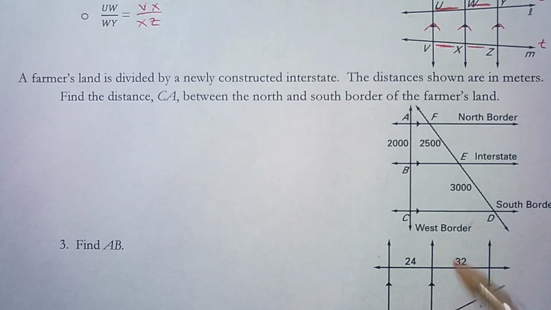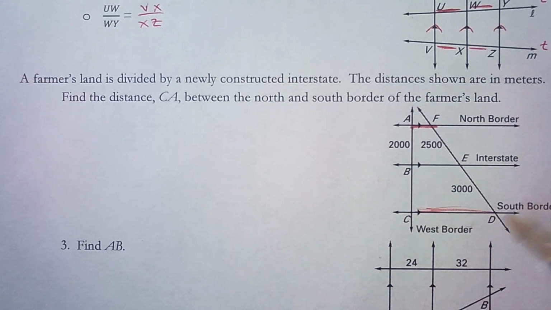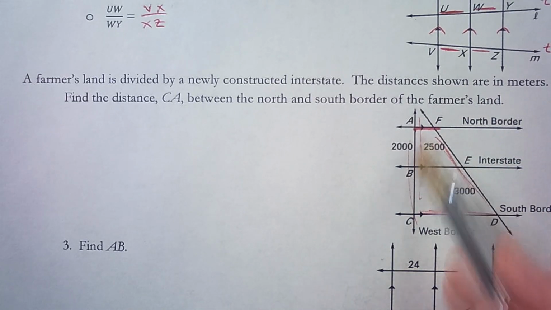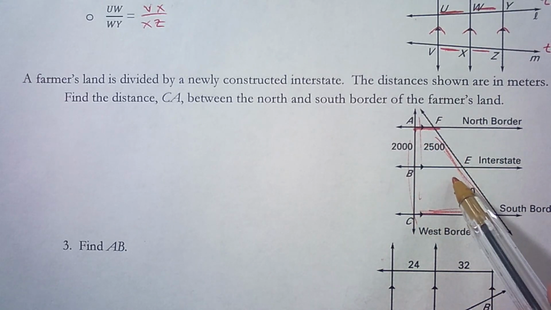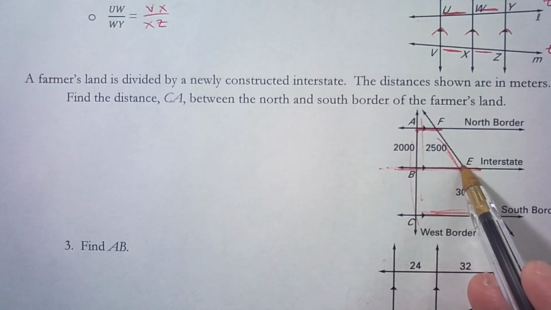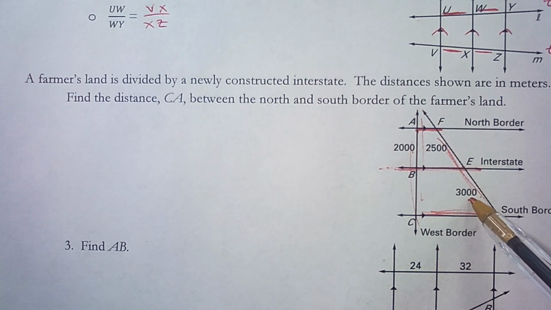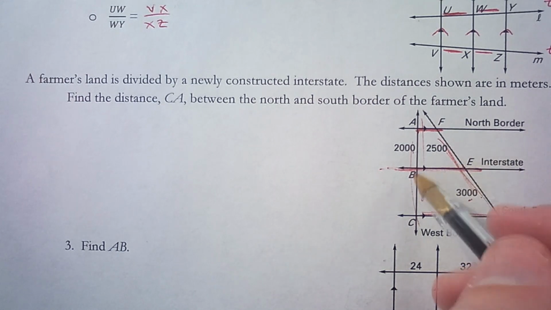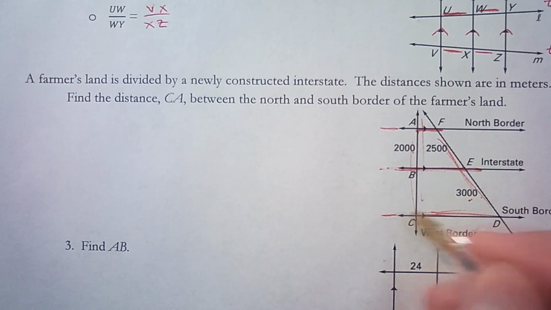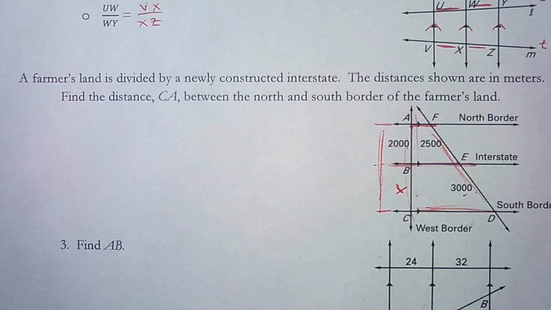So here is a farmer's land. Here's the north border, the south border, a west border and an east border. It is a trapezoidal piece of land, and it is going to be divided by a new interstate. The distances shown here are in meters. How long is the west border? The distance between the north border and the south border, how long is that? In order to find out, we need to know this length right here.